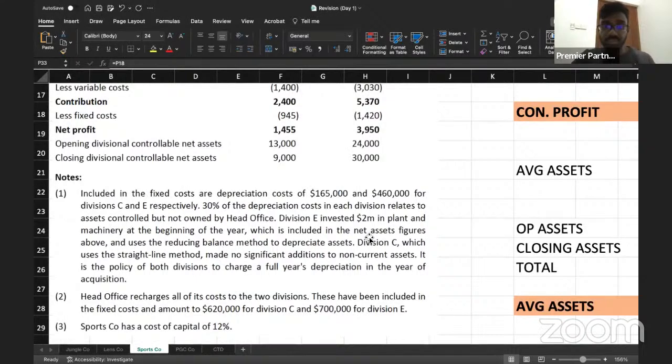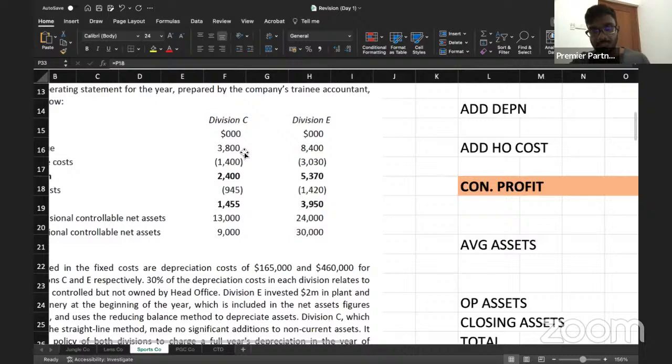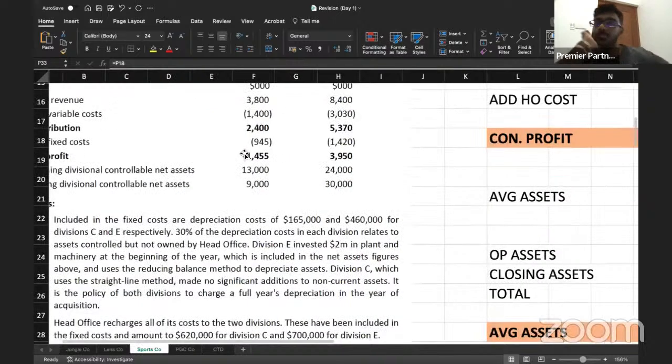Reducing balance, you charge very high depreciation. So therefore, E is going to have a low profit compared to C. In other words, E is going to have a higher depreciation figure compared to C. Those are the reasons, people. Are we clear? Any questions?